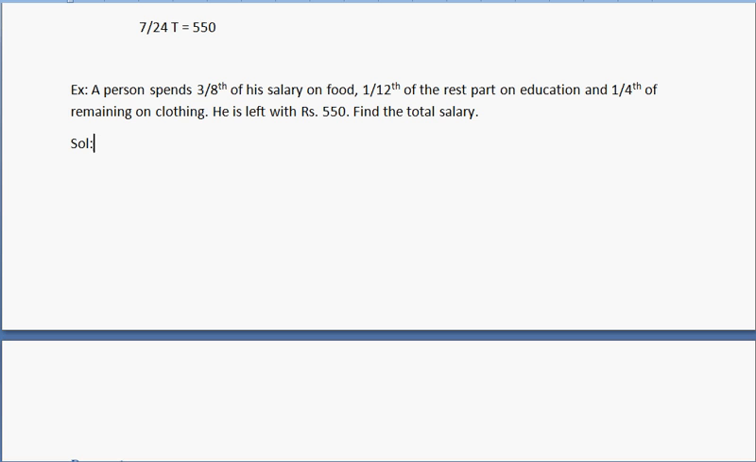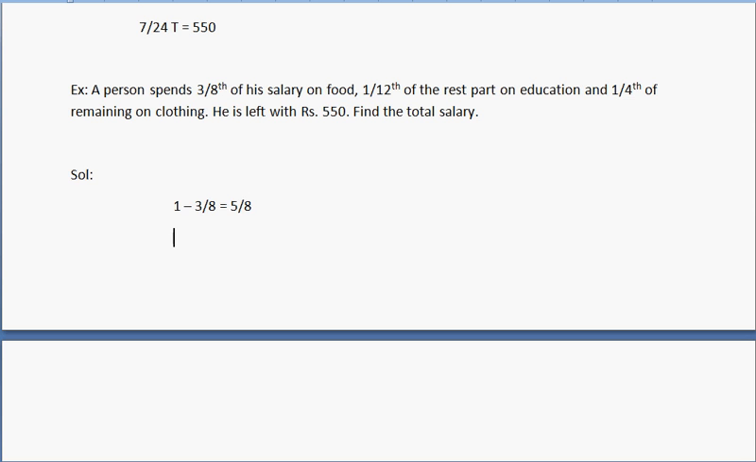I hope you have attempted it and done it right. Let's see how to do it. So he has spent 3/8 on his food, and 1/12 of the rest on his education. What does this mean? This means that after spending something on food, he has spent 1/12 of what was remaining on education. So he has spent 3/8 on food. What is he left with? He is left with 1 minus 3/8, which means he was left with 5/8.